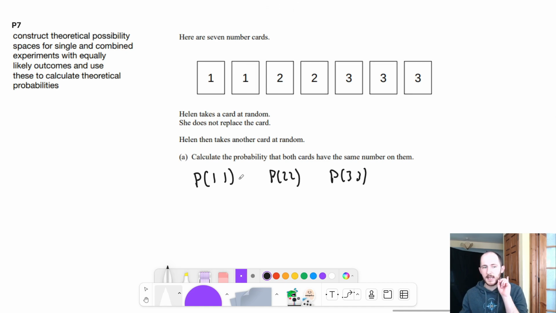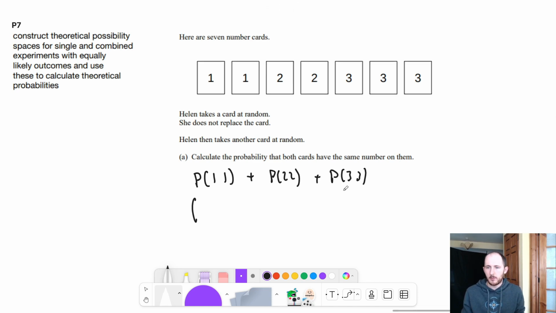Now, here's the key thing. These are the 3 possible ways she could have 2 cards of the same number. So my total probability, I would have to add these up, right? Because the probability she takes 2 cards of the same number would be the probability of getting 1 and 1, so essentially I'm going to use the word or. So probability of getting 1 and 1, or 2 and 2, or 3 and 3. And when I say or in probability, I mean add, okay? So probability of 1 and 1, add the probability of getting 2 and 2, add the probability of getting 3 and 3. So let's work that out.